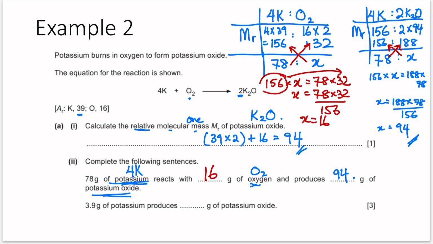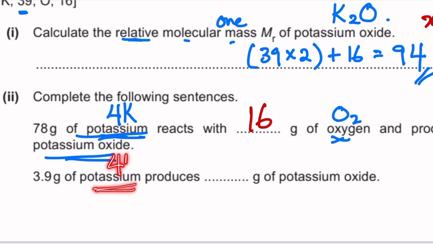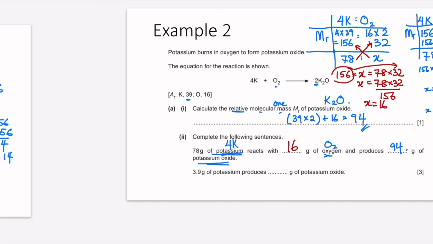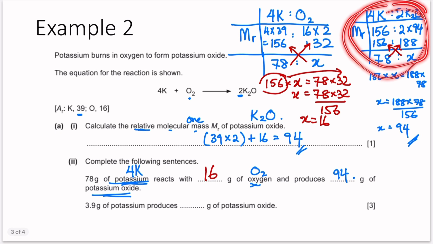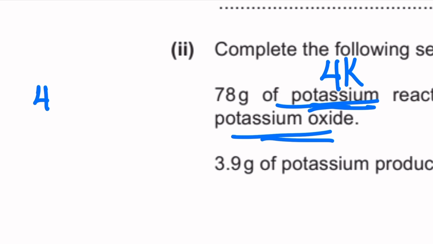So last one. Here we have 3.9 gram of potassium gives or produce blank gram of potassium oxide. How are we going to create this ratio? Potassium is the same 4K, potassium oxide is the 2K2O, right? So we're still using this ratio. Let me rewrite it here. 4K to the ratio of 2K2O.